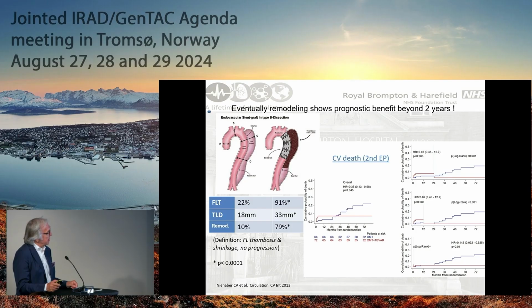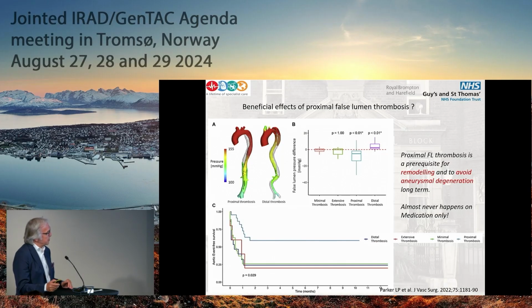Remodeling over 2 years obviously has a benefit for a late outcome. However, this is randomized but not powered strong enough to show the evidence and prove the evidence. The power is too low. That's why we need the randomized trials we discussed earlier today. Is there a benefit from proximal false lumen thrombosis induced by an endovascular scaffold? I think there is. This is one study that shows that proximal false lumen thrombosis is actually a prerequisite for remodeling and to avoid aneurysmal degeneration long term.